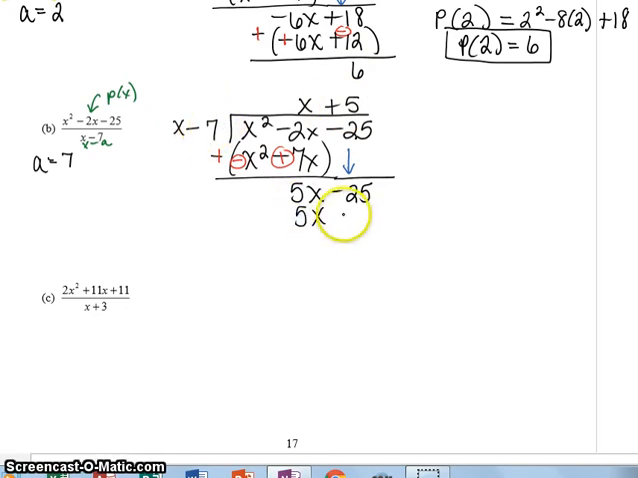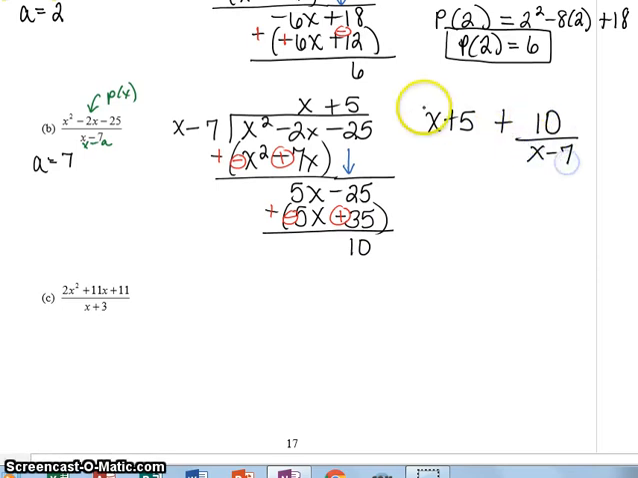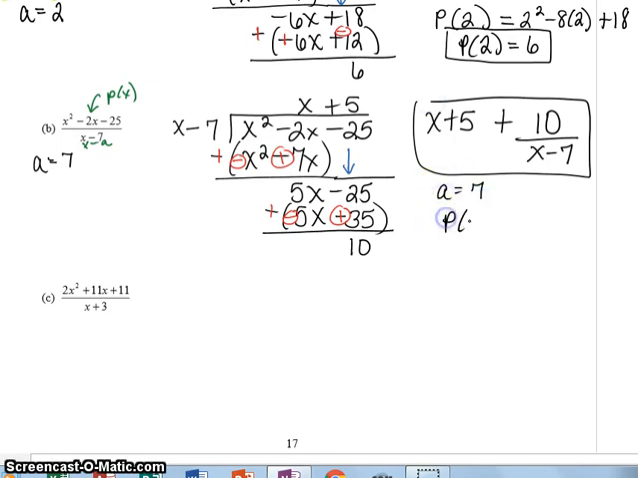5 times negative 7, negative 35. Put it in parentheses, subtract, change all your signs. All right, so 5x minus 5x would be 0, and you have negative 25 plus 35 would be 10. All right, so ready? My answer is x plus 5 plus a remainder of 10 out of the original divisor of x minus 7.